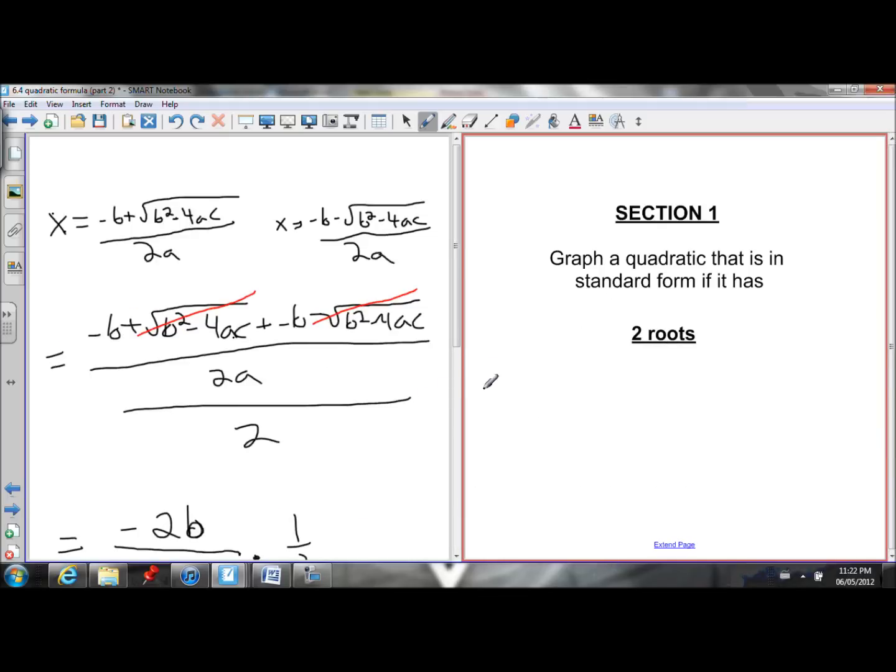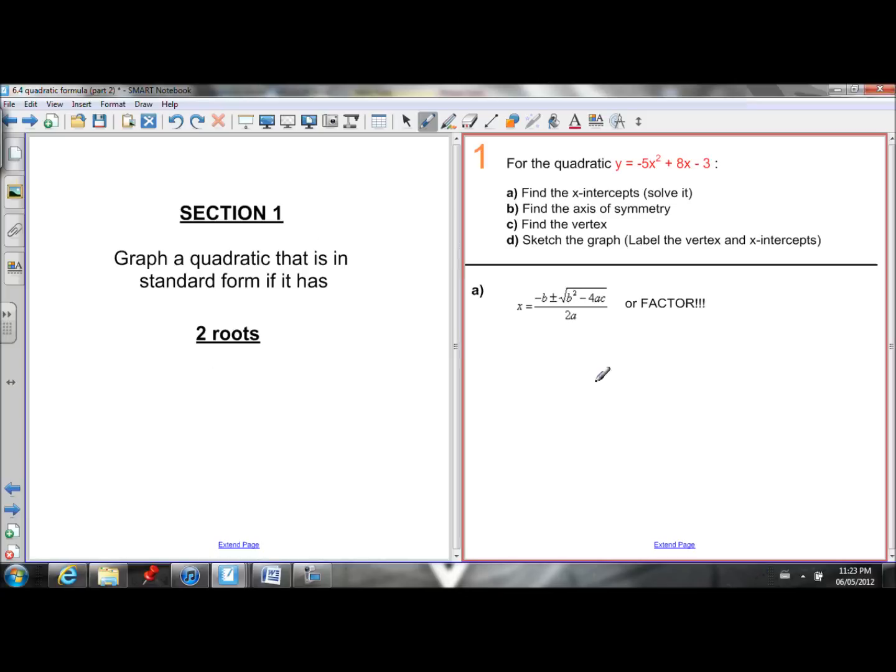Okay, now that we've gone through the solution of that, let's practice graphing quadratics that are in standard form. So I'm going to do one example for the 3 possibilities. If we remember from last time, a quadratic can have 2 roots, 1 root, or no roots. So let's do one where the quadratic has 2 roots. For example, this one here. So I have the quadratic y equals negative 5x squared plus 8x minus 3. It's asking us to find the x-intercepts.